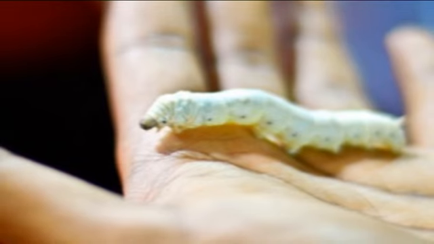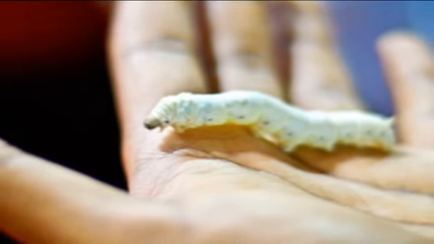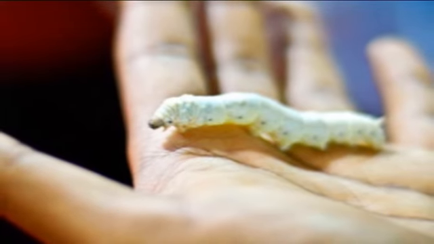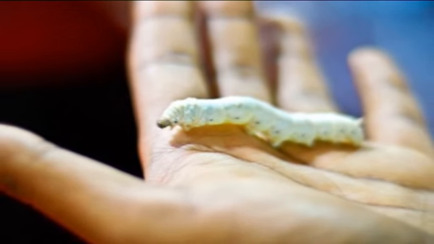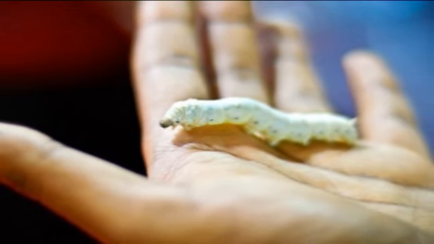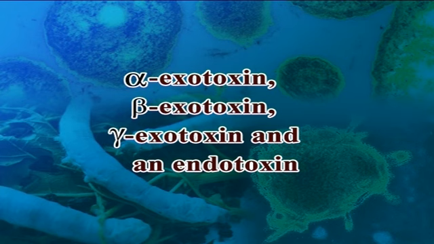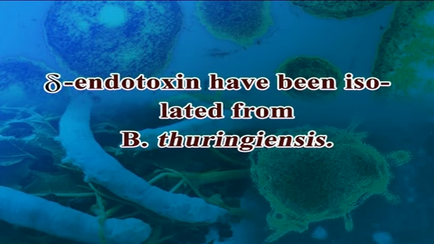Then let's see toxicosis. The cause of bacterial toxicosis is Bacillus thuringiensis. The common bacillus involved is BT variety sotto. The larvae suffering from bacterial toxicosis will lose appetite and become sluggish. The dorsal vessel pulsates at a rapid rate and larvae wriggle as though they are in severe pain. Three exotoxins, namely alpha exotoxin, beta exotoxin, gamma exotoxin, and an endotoxin, delta endotoxin, have been isolated from Bacillus thuringiensis.